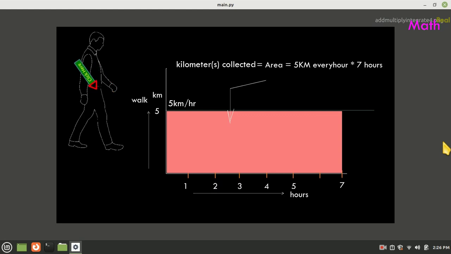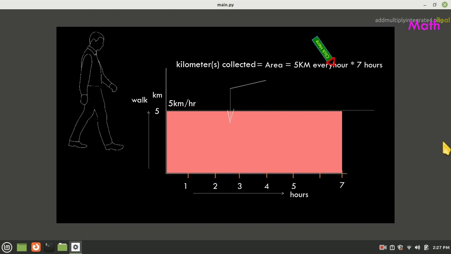Okay? A human is walking 5 kilometers in 1 hour. He is collecting 5 kilometers in 1 hour. So collection of kilometers in 1 hour is 5. So every hour, it can be said 5 kilometers per hour. Okay. If a person walks for 7 hours, collecting 5 kilometers every hour into 7 hours, the kilometers collected at the end of 7 hours is again 35. So 5 plus 5 plus 5, 7 times.